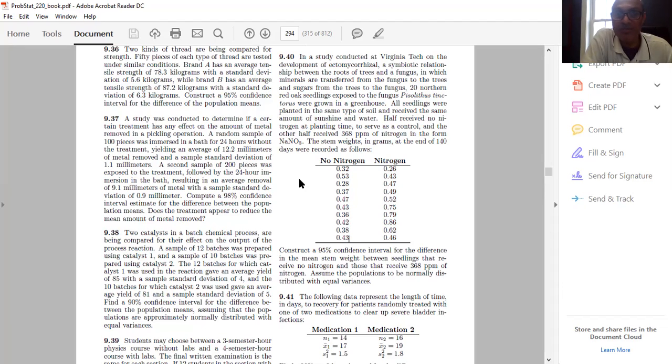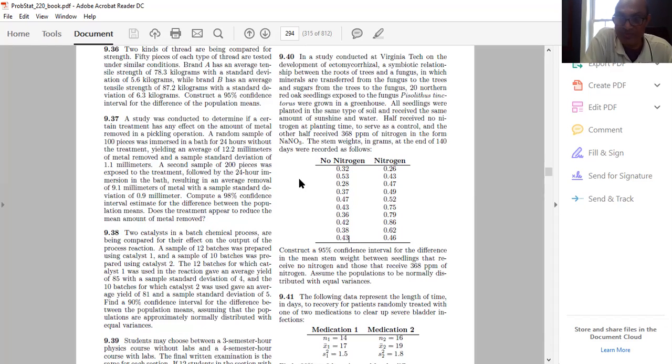20 northern red oak seedlings exposed to the fungus given over here were grown in a greenhouse. All seedlings were planted in the same type of soil and received the same amount of sunshine and water. Half received no nitrogen at planting time to serve as a control, and the other half received 368 ppm of nitrogen in the form of NaNO3. The stem weights in grams at the end of 140 days were recorded as follows: no nitrogen, and nitrogen. The stem weights are given over here after 140 days.